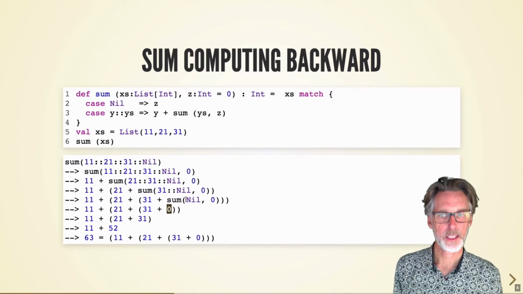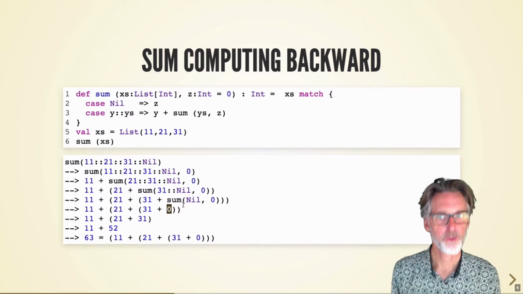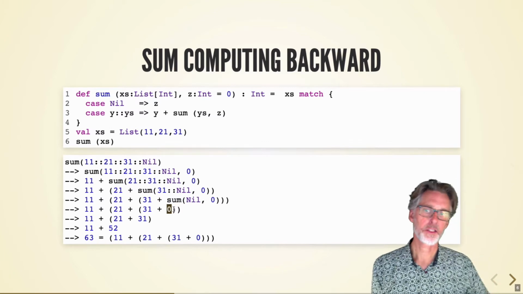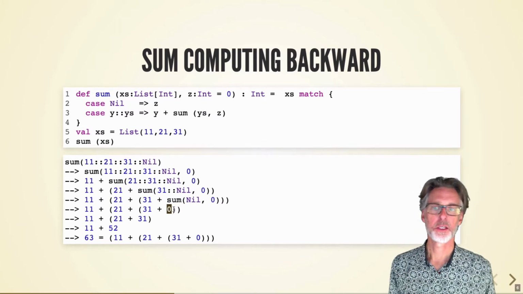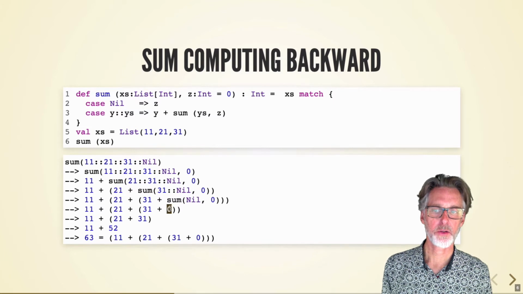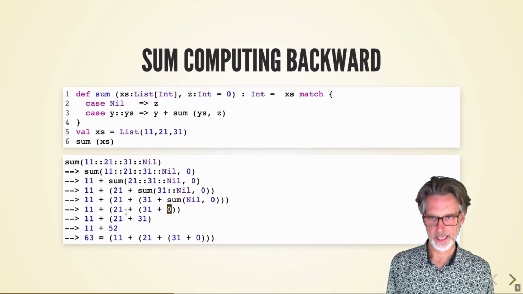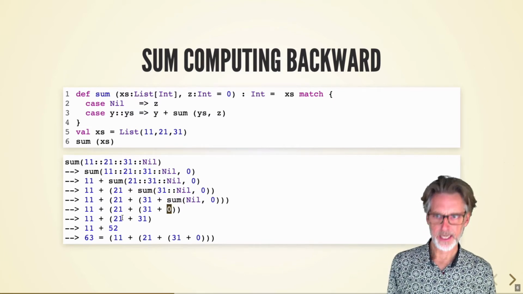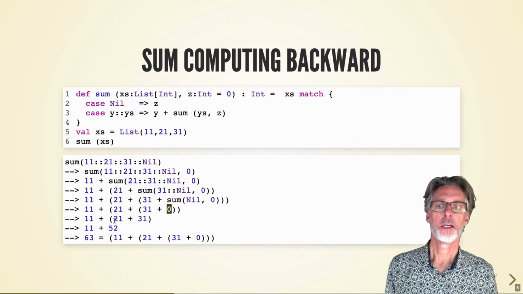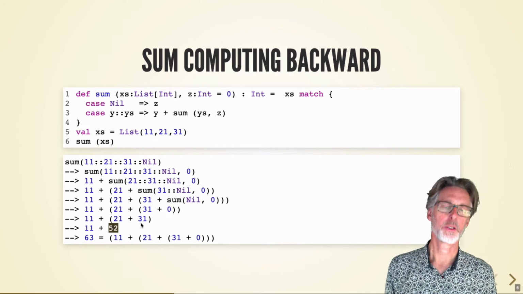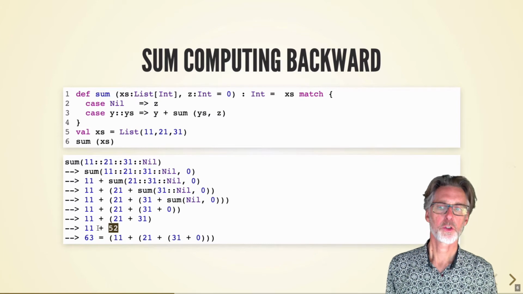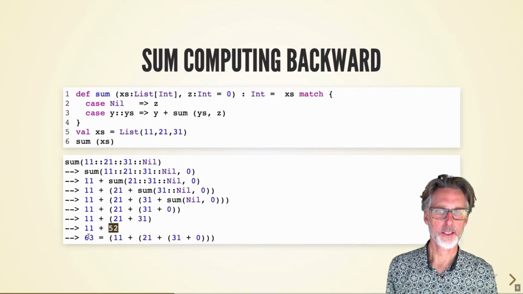Once all of the recursive calls have unfolded, at that point we can start doing additions going backwards. So here we'll add 31 and 0. We'll then take the result of that and add 21 and 31. Note that we have an intermediate value here of 52, which we then add into 11 to get 63.